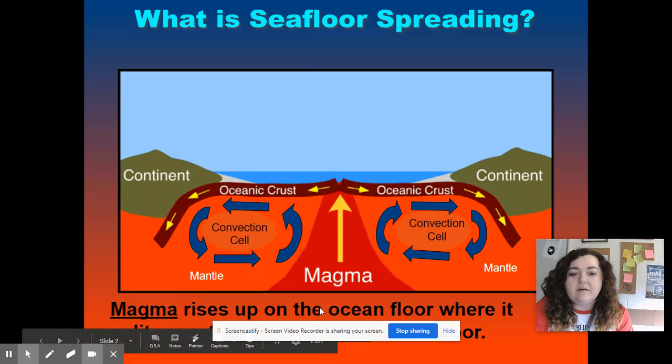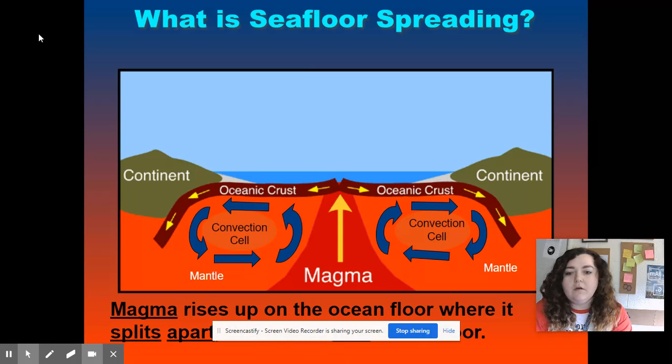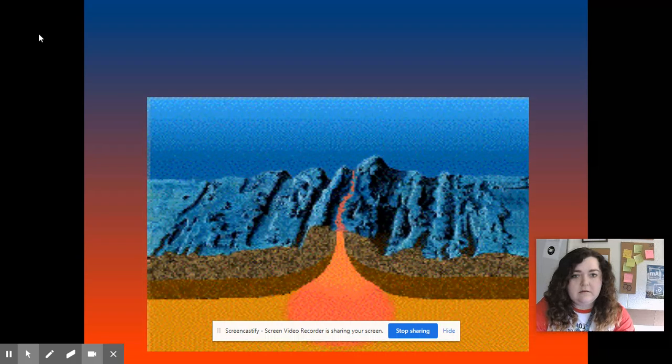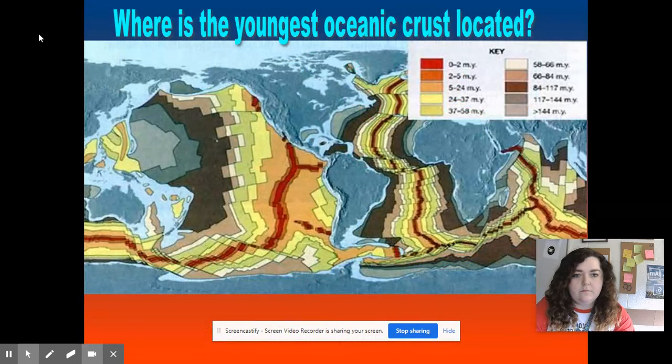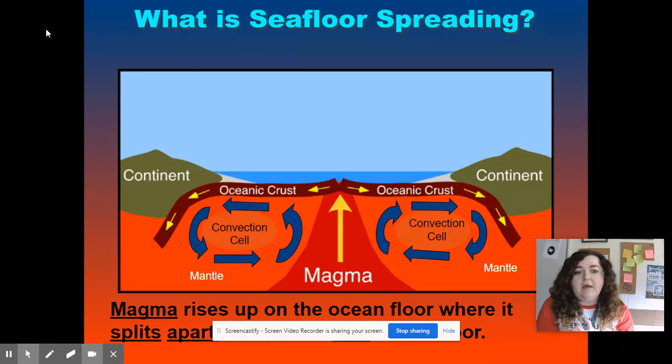Then magma rises up on the floor, where it splits apart and creates new floor. So magma rises up on the ocean floor where it splits. This makes new ocean floor. Seafloor spreading occurs at mid-ocean ridges, and these boundaries are also known as divergent boundaries.